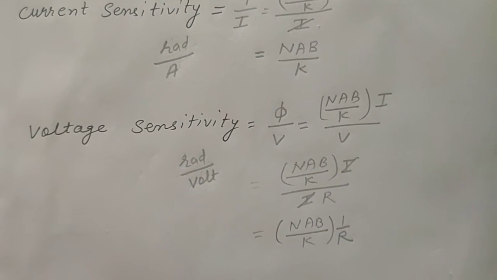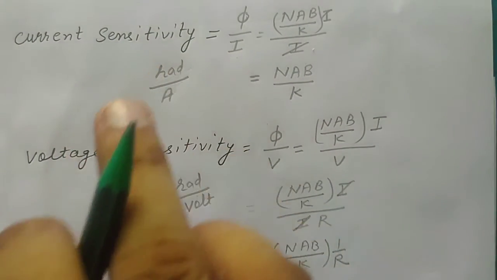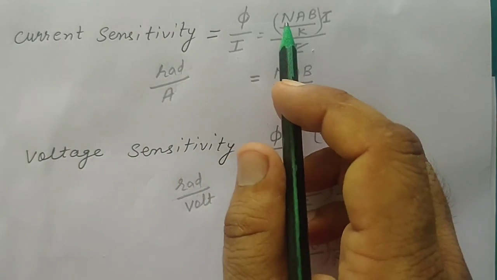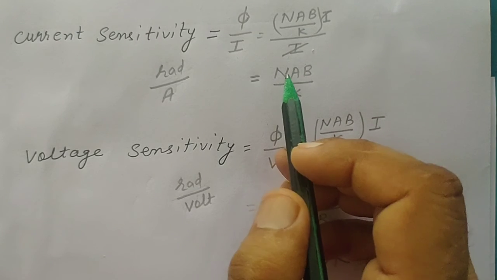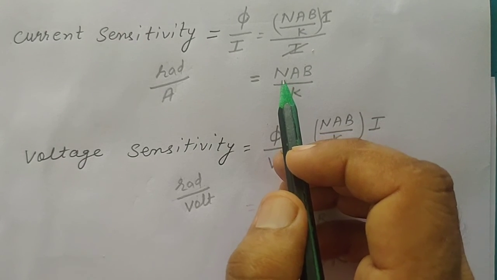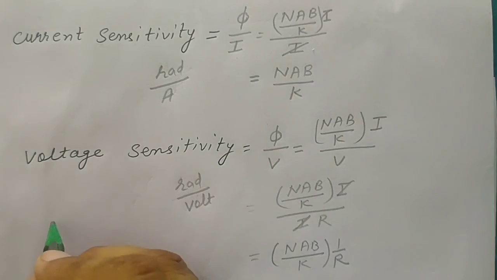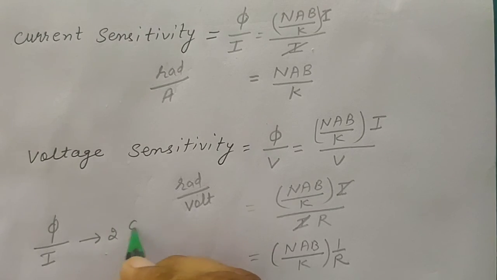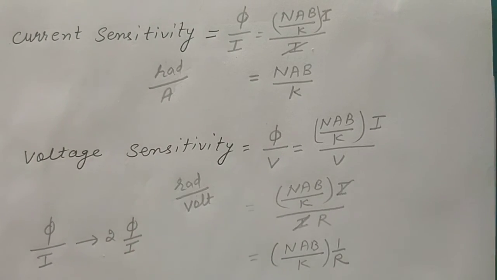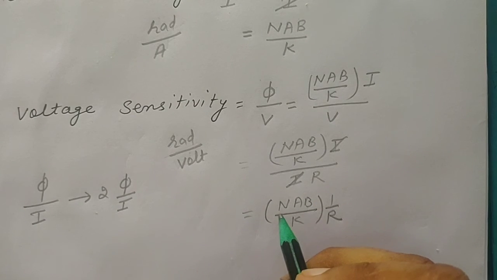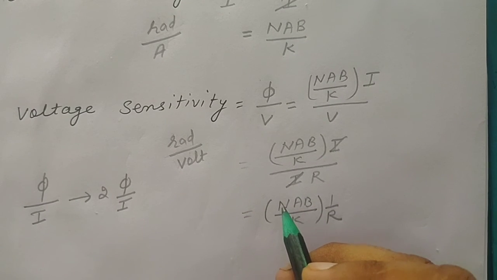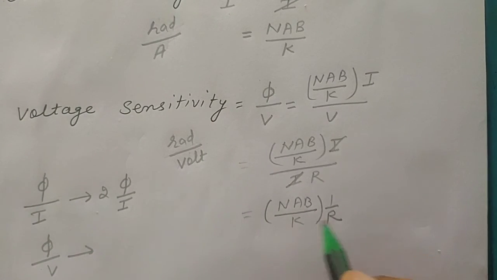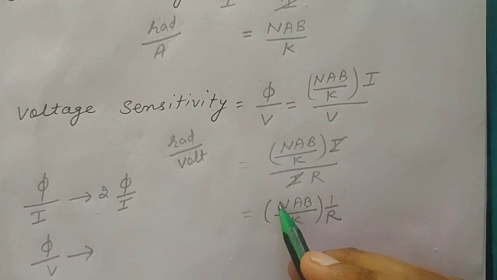Now increasing current sensitivity may not increase the voltage sensitivity. To increase the current sensitivity, we increase the number of turns. Suppose we double the number of turns, then current sensitivity becomes double. Here we see on increasing the number of turns twice, the voltage sensitivity also becomes double.